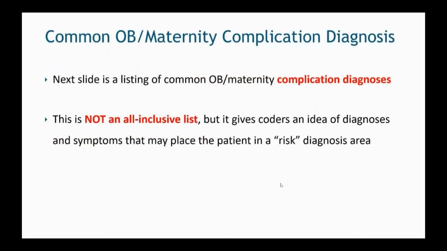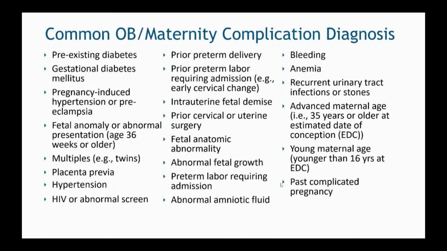Okay, so the next slide is a listing of common OB maternity complication diagnoses. Now this is not an all-inclusive list, but it gives coders an idea of diagnoses and symptoms that may place the patient in a risk diagnosis area. So again, some of these complications may warrant an E&M code because these can be unrelated to the pregnancy.